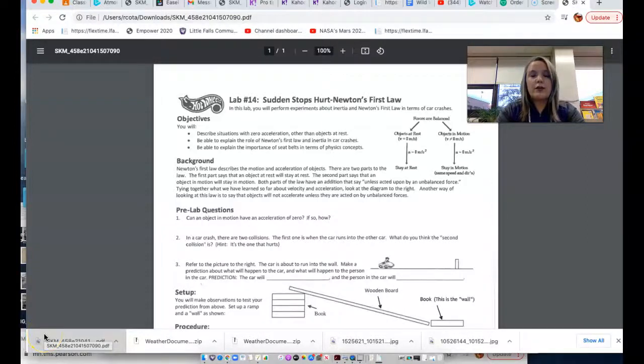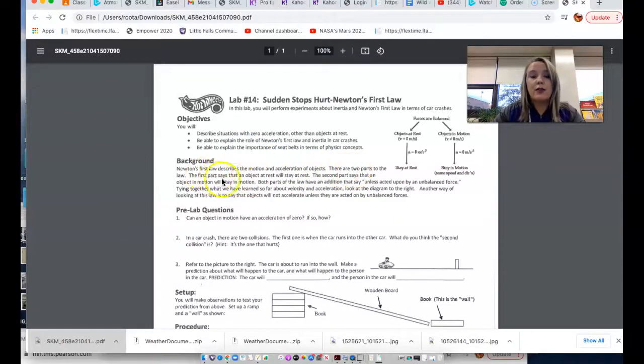Hello, sixth graders. We are going to begin today a lab about Newton's first law, and it's called Sudden Stops Hurt. So it's kind of around the whole idea of seatbelts and Newton's first law. Okay, so your background information says that Newton's first law describes motion and the acceleration of objects. There are two parts to the law.